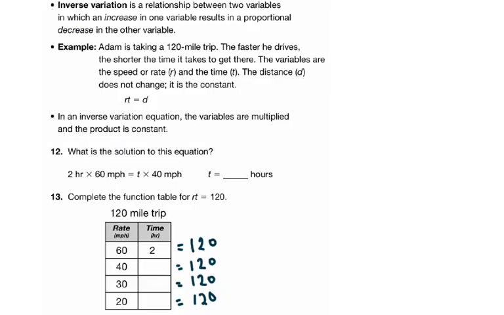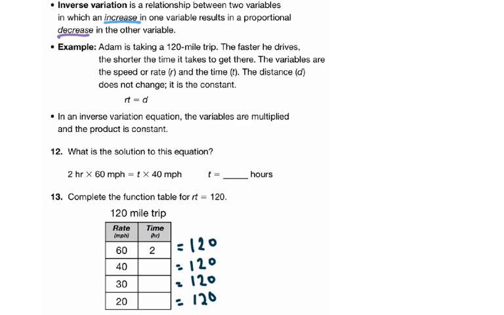Alright, so the other type of variation, that was direct variation. This one is inverse variation. Inverse variation is a relationship between two variables in which an increase in one variable results in a proportional decrease in the other variable. Remember when we talked about the time it would take to get to school? The speed increased, but the minutes it took to get to school decreased.